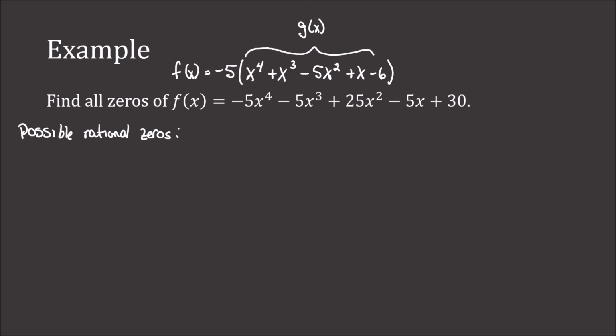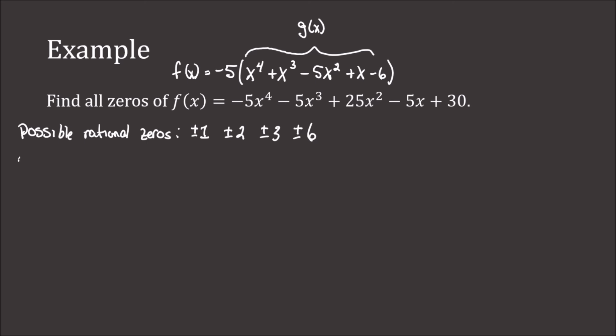Factors of 6 are 1, 2, 3, and 6. Our leading coefficient is a 1. Perfect. So our possible zeros would be plus or minus 1, plus or minus 2, plus or minus 3, and finally, plus or minus 6.